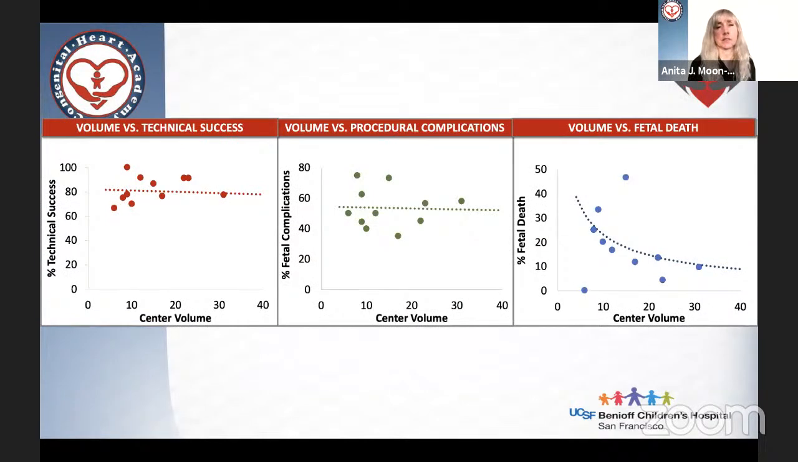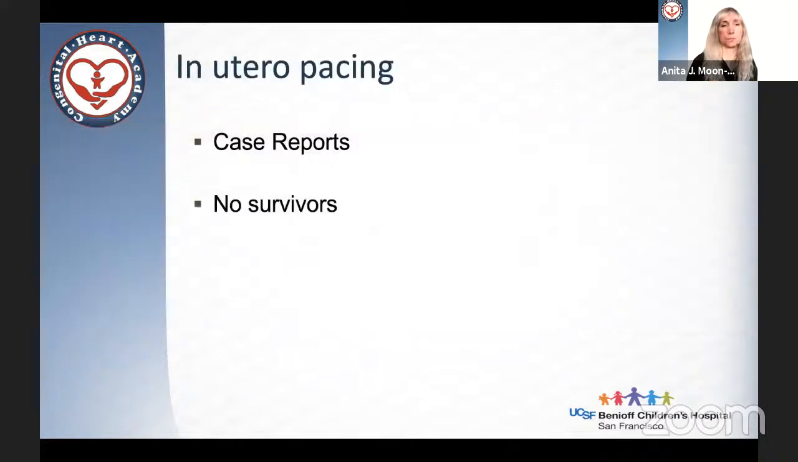The team is a very important aspect of this procedure, as well as the other things that I've already mentioned, with center volume not so much mattering with technical success and complications. I think we might expect this from large fetal centers who perform other types of fetal intervention procedures, but the fetal death rate really did seem to improve once the procedure volume is over about a dozen procedures. So the effect of center volume on survival of the fetus does seem to have a learning curve.